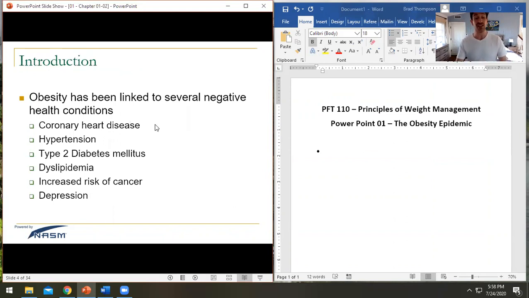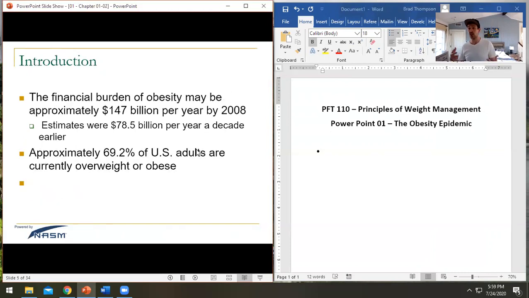As an introduction here, we do know that obesity has been linked to several different diseases, everything from coronary heart disease, hypertension, type 2 diabetes, high cholesterol, increased types of cancers, and even depression due to hormonal imbalances and things like that. So we definitely know that obesity is something we want to address from a health standpoint.